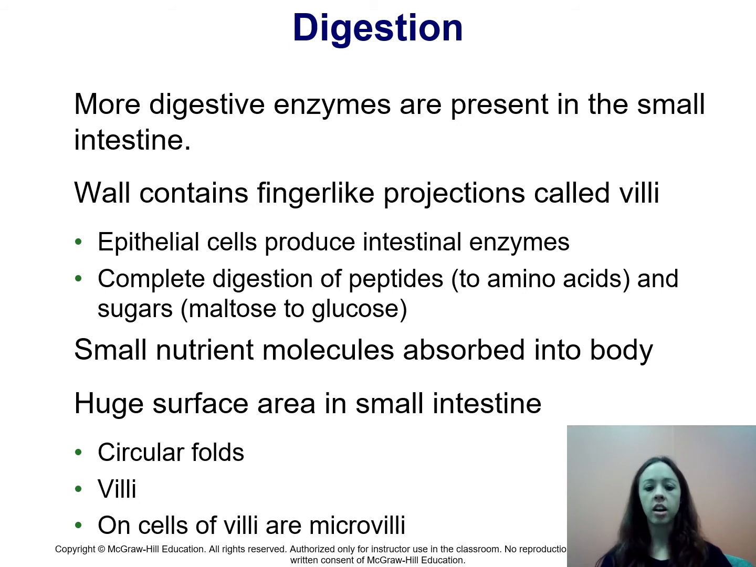The surface area of the small intestine is increased by three modifications: circular folds, the villi, and the microvilli. The villi give the small intestine lots of surface area, which allows a lot of the nutrients to be absorbed. The surface area is approximately the size of a tennis court.